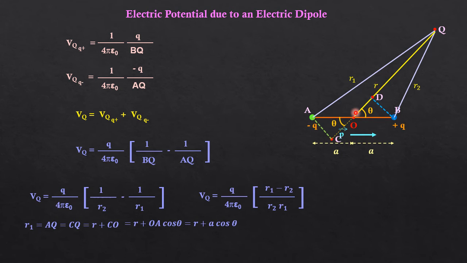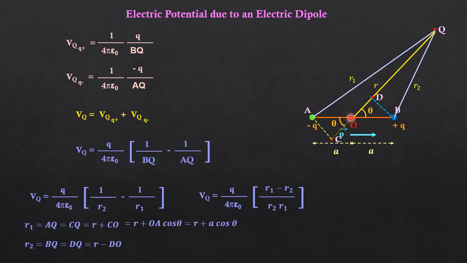But what is DQ in terms of R? You know that the total distance from O to Q is R. But DQ is smaller than OQ, or you can write DQ as the total distance OQ minus this distance OD. So I am writing OQ minus OD. What you will get is DQ. Or you can write R2 is equal to the total distance R minus the small distance OD. So R2 is equal to BQ equal to DQ equal to R minus DO.